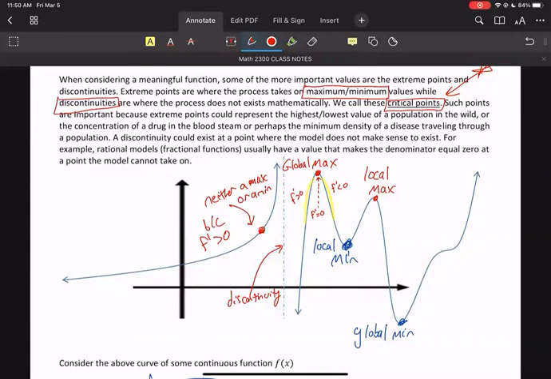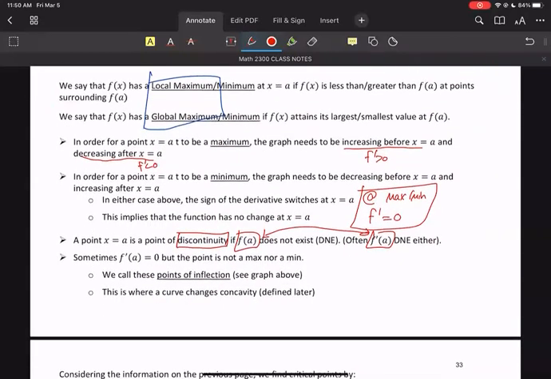There's one other thing on this page I just want to look at. It's the last point at the bottom here, which says sometimes we have a place where the derivative is zero, but it's not a max or a min. This is called points of inflection. See the graph above. And it says here, we'll define this later in two pages. We'll look at this a little more carefully.